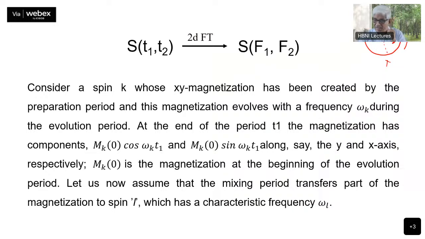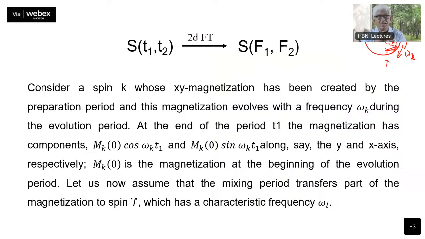the frequency omega k. Now this magnetization moves here, right, with the frequency omega k, because this belongs to the spin K and its frequency of precession is omega k, and this will evolve with time during the period T1. So at the end of the T1 period, the magnetization has components MK0. What is MK0? MK0 is the value at time t equal to 0. And it has moved to this point here, let's say, then it has a cosine component and a sine component here.